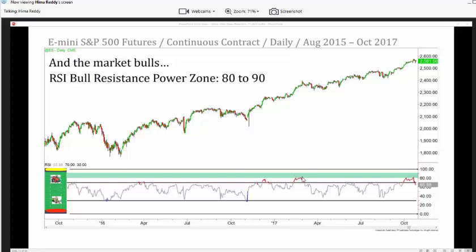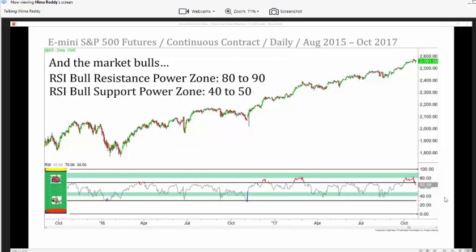Do you guys see here how at least 2 times on this continuous ES chart, that was the better move in terms of waiting for an overbought condition? Otherwise, if you're looking at a move above 70 and waiting for a top, you're just sitting and waiting instead of making money on the upside. So the bull resistance power zone is 80 to 90, and the bull support power zone is 40 to 50.